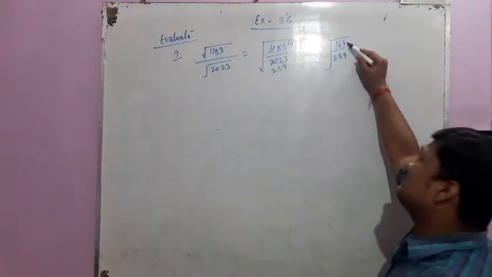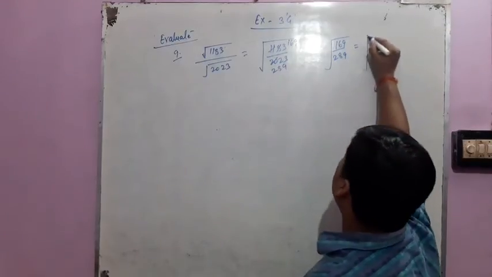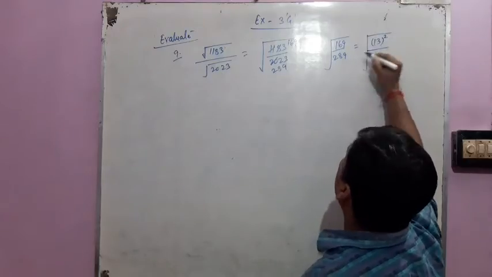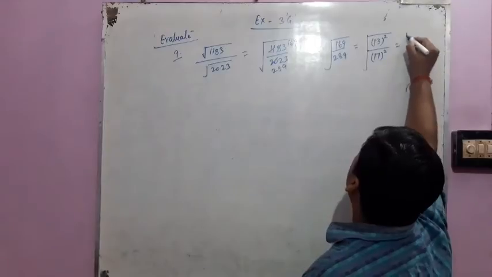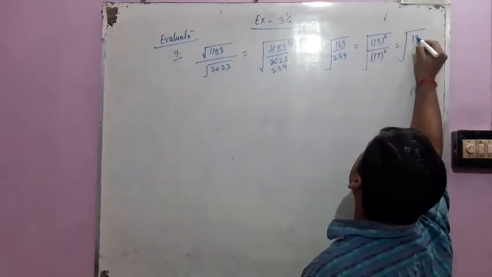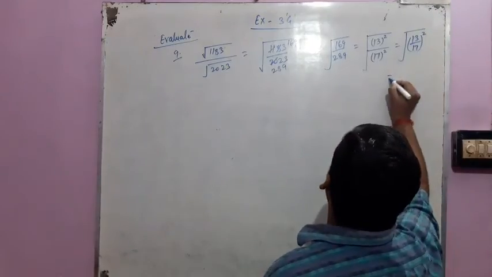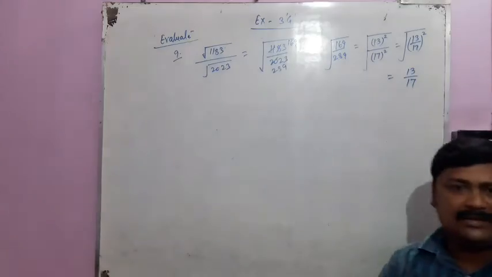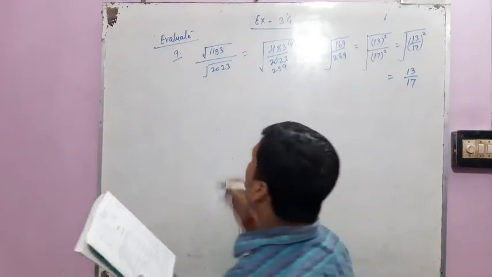Now express each of the terms in the form of square. So as you know students, 169 is square of 13 and 289 is square of 17. So we can write here it is the whole square of 13 by 17 under square root. That means the answer is here 13 by 17. By this way you can solve this question. Now look at question number 10 here.